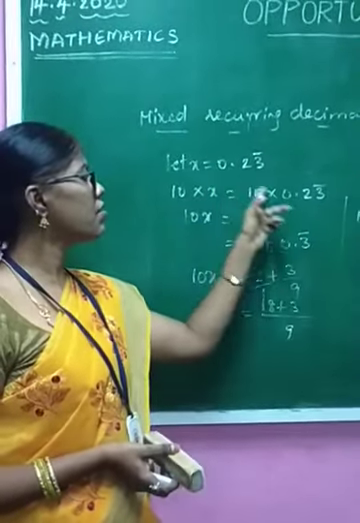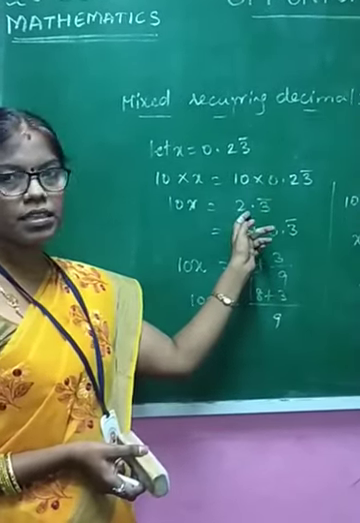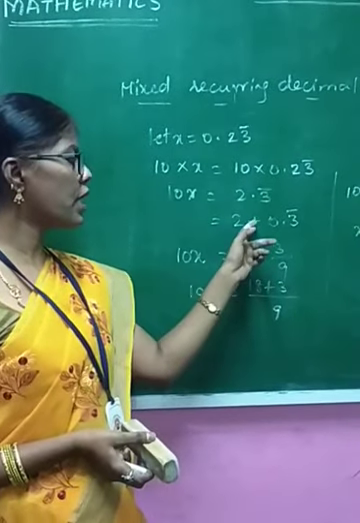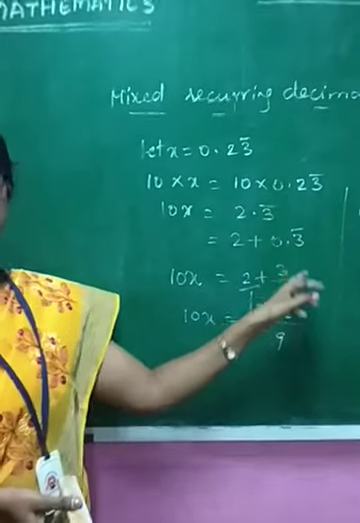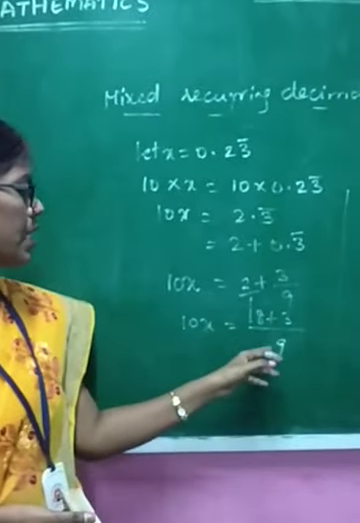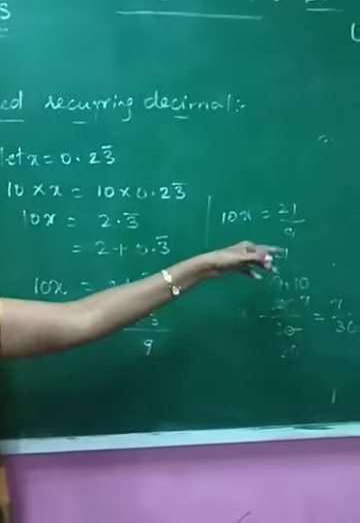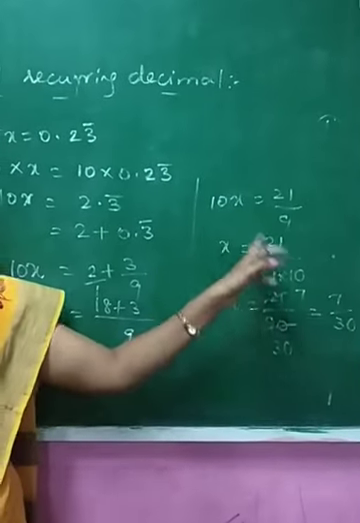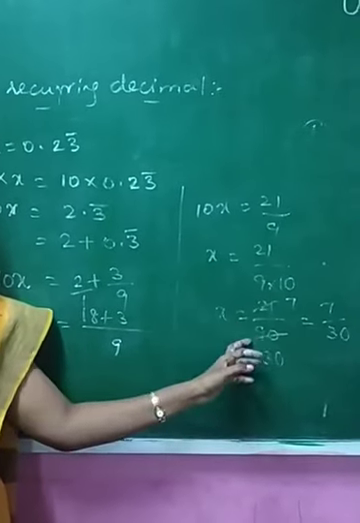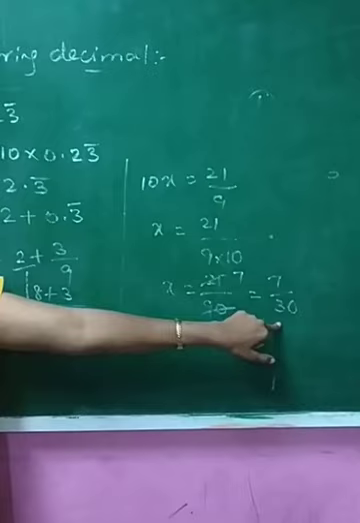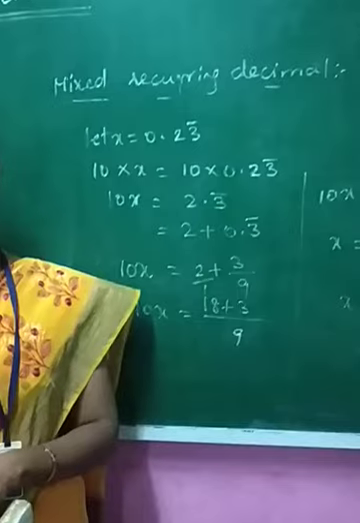So 10 into x is equal to 10 into 0.2 bar 3. So with 10 we multiply, 2 bar 3. So I separated that as 2 plus 0 bar 3, and what is 0 bar 3? It is nothing but 3 by 9. So I took 9 as LCM. 9 twos are 18 plus 3. 18 plus 3 is nothing but 21 by 9. So 10 is on this side; if you send it to the other side, it divides. So 21 by 9 into 10, 90. 21 by 90, by simplifying, we got 7 by 30. So in P by Q form, we have expressed this mixed recurring decimal.